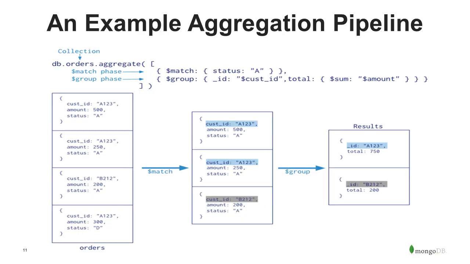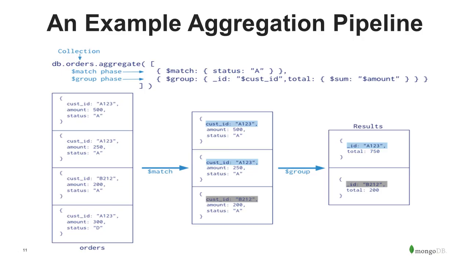So let's take a look at an example of an aggregation. So here I have a collection called orders. In order to do an aggregation, I call the aggregate method. This particular aggregation consists of two stages. One is a match and one is a group.